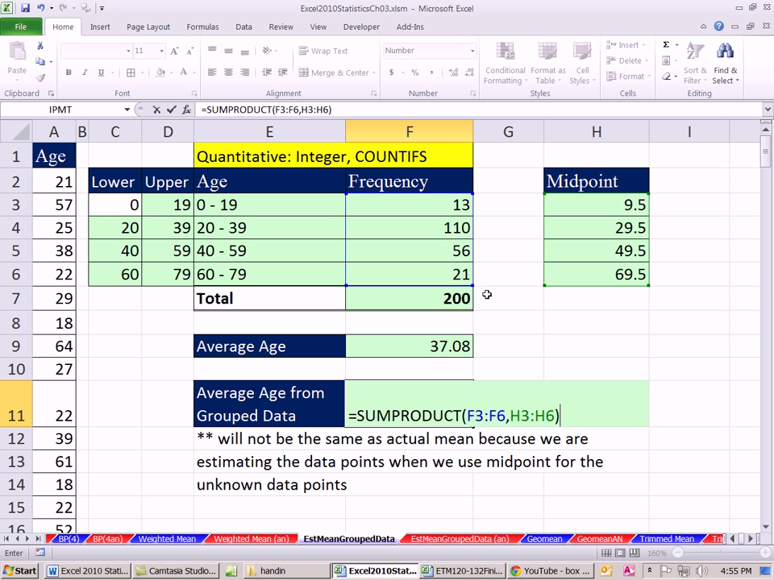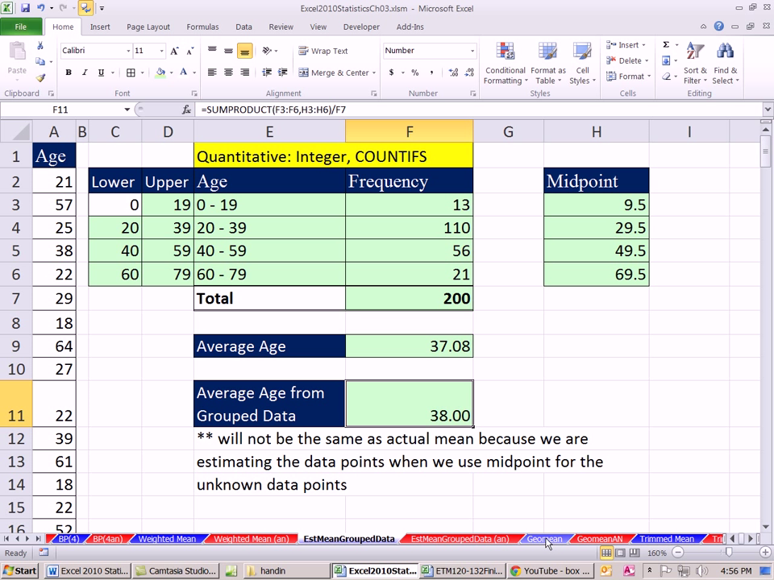Oh, the count, it's the frequency, right? So divide by this. Now, this is because we have our frequency distribution, and we actually had to calculate our midpoints here off to the side. And there we have it, 38. So averaged age from grouped data almost always will be different than the actual average. It is an estimate when all you have is a frequency distribution.